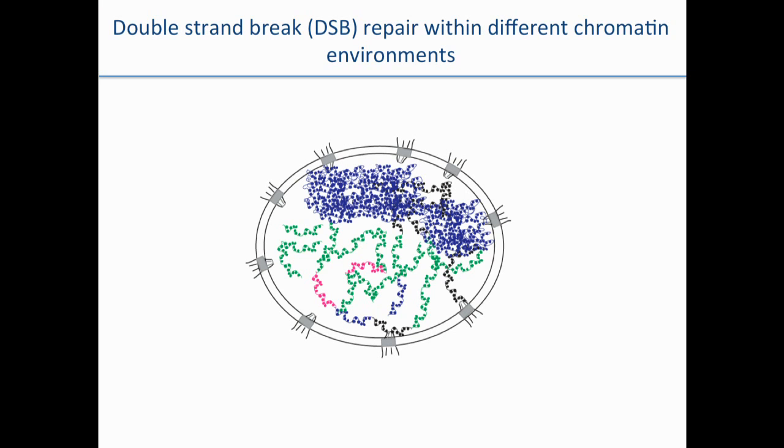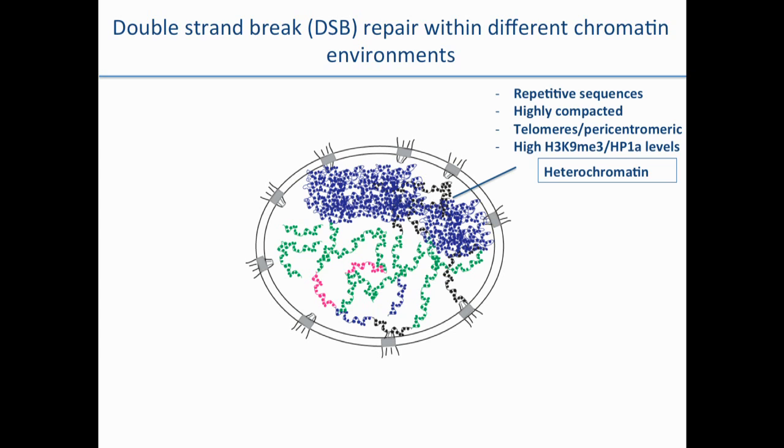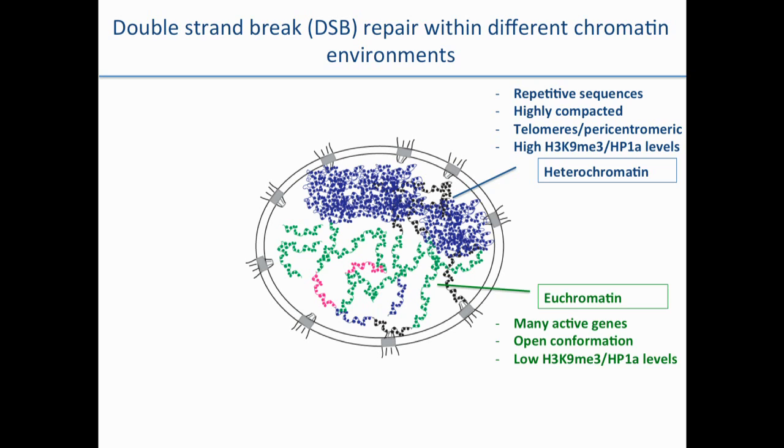So if you look at a nucleus, you don't have one homogeneous mass. There are a lot of different chromatin regions within the nucleus, and two very distinct chromatin domains are heterochromatin and euchromatin. Heterochromatin, as Sally Elgin was already explaining, has a lot of repetitive sequences, is highly compacted, and you can mainly find it at telomeres and pericentromeric regions. It also contains a very high enrichment of H3K9 methylation, as well as heterochromatin protein 1, or HP1a. In contrast, euchromatin contains a lot of active genes, has a more open conformation, and in general has lower H3K9 methylation as well as HP1a.